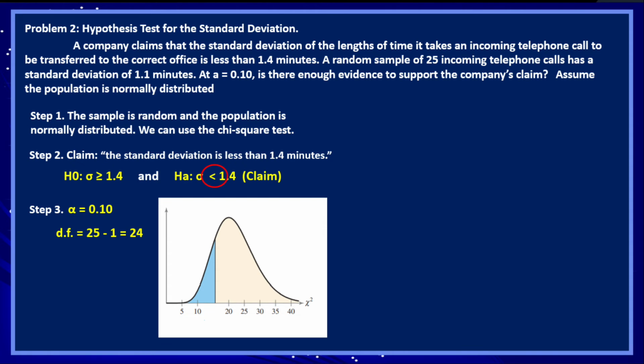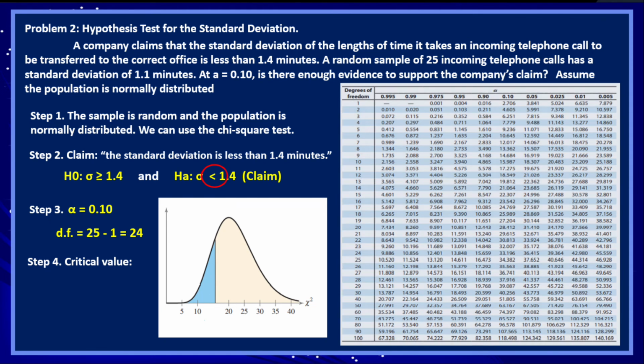So for step 4, use the level of significance, which is 0.10, and the degrees of freedom, which is 24, to get the critical value using the chi-square distribution table. So using the table, our critical value is 15.659. Now, let's locate our rejection region. Using the distribution graph and the critical value of 15.659, our rejection region is located here.